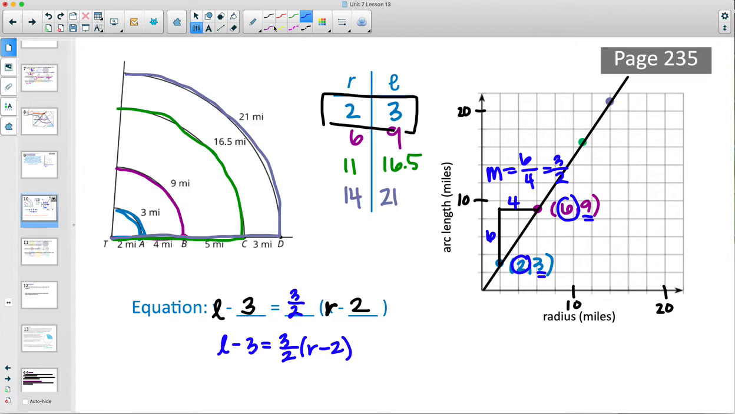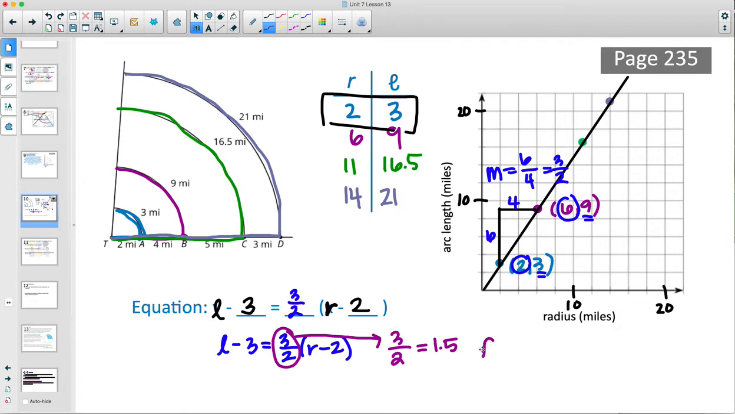And so what does the slope actually mean in this situation? So what does this 3 divided by 2 mean? You can look at it as 3 over 2 or as 1.5, but what does that slope actually mean? If we take a look, it's the arc length or the road length in miles per radius change, right? So it's the length of the arc over the exit change.